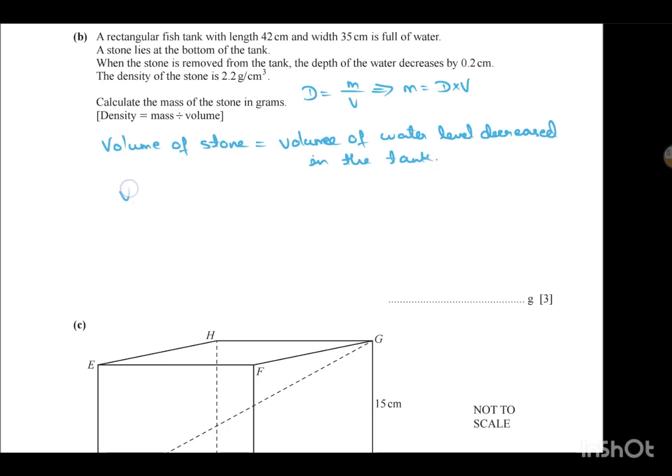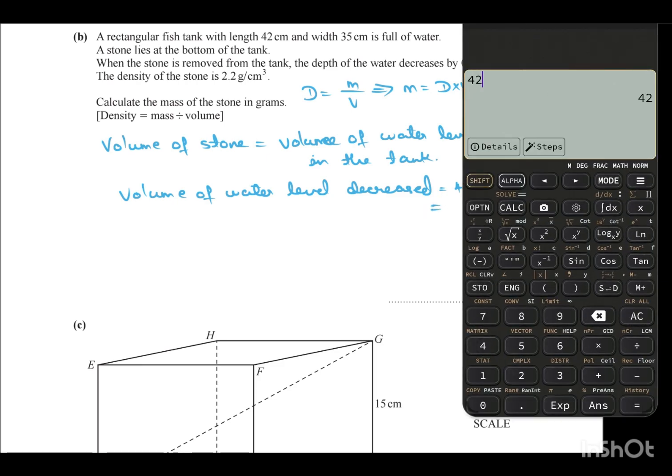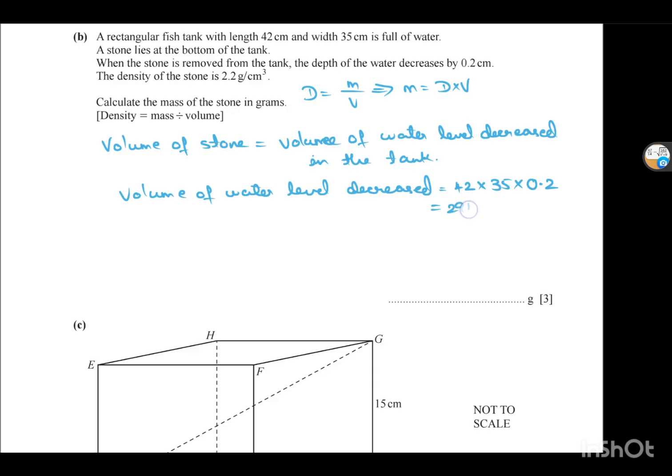So the volume of water level decreased will be length into width into height. This level which is decreased, you have to take that as the height, 0.2. So do that, 42 into 35 into 0.2, 294 centimeter cube.